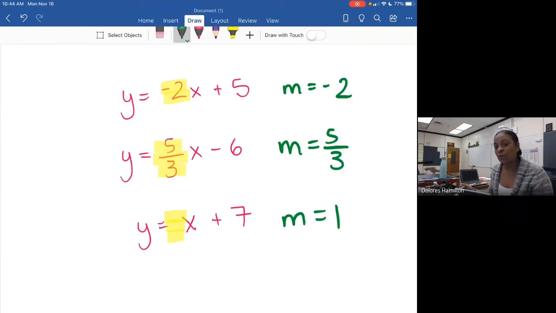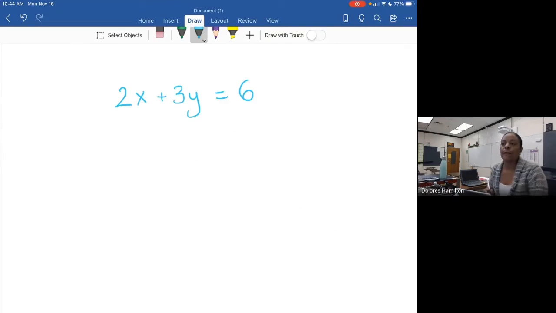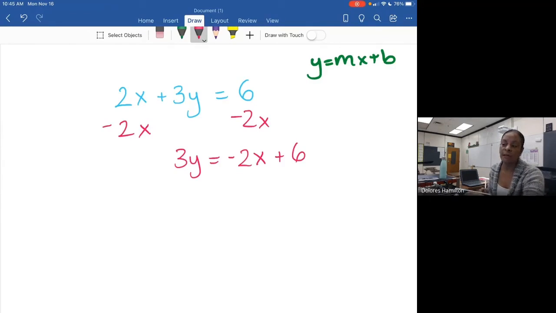Not all equations are written in that slope-intercept form, but we can modify any of these linear equations so that it is. So here's an example of a linear equation that's not written in slope-intercept form. So what we want to do is find the slope, and we're going to do that by putting it in slope-intercept form. Keeping in mind that the equation looks like that, y equals mx plus b. Our objective is to isolate the y. We first start by subtracting 2x from both sides. And when we do that, we end up with 3y equals -2x plus 6.